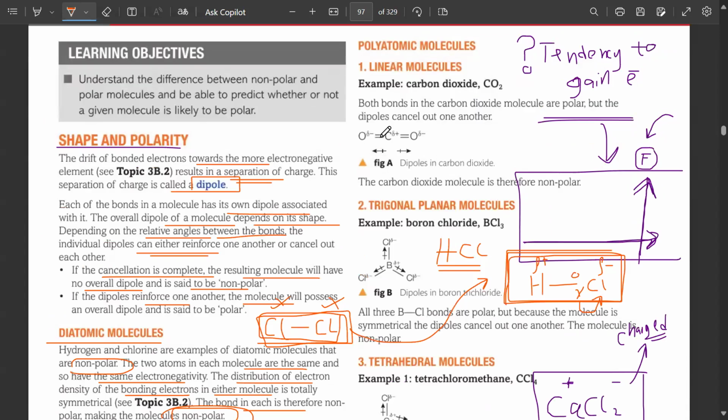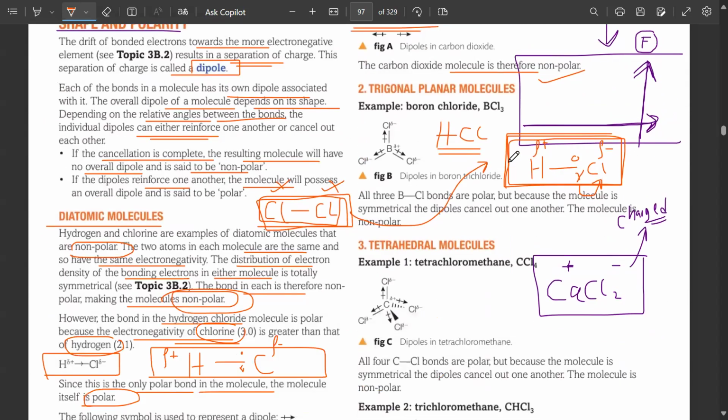Then linear molecules, if you look, there's the example of carbon dioxide as well, where both bonds in the carbon dioxide molecule are polar, but the dipoles are cancelling out one another. Like here, the carbon dioxide molecule is therefore non-polar. Trigonal planar molecules, if you look, we have BCl3. In boron trichloride, the bonds are polar.